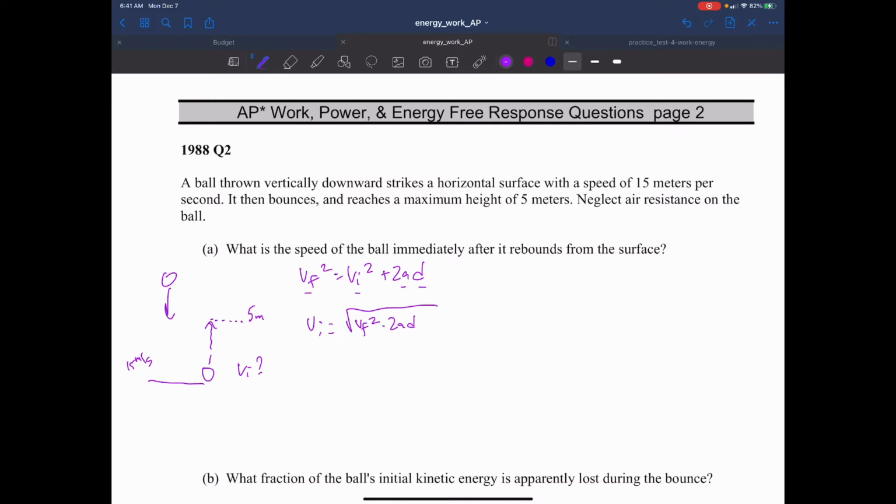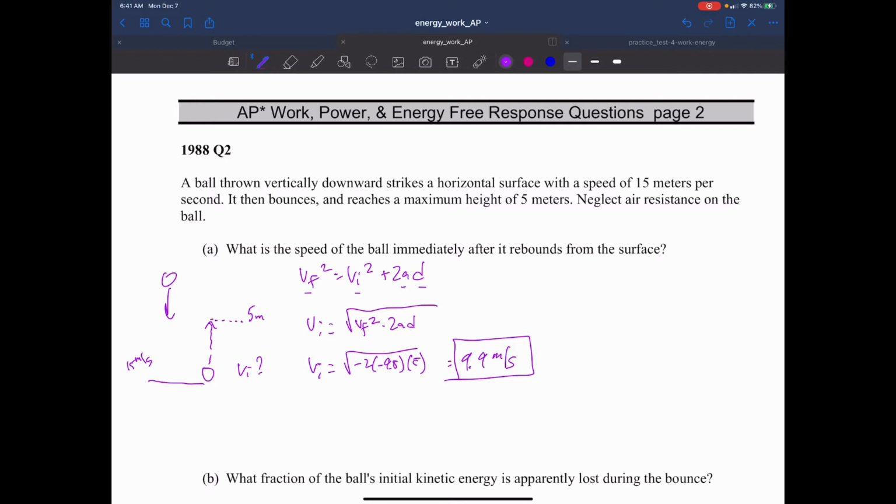Well, the Vf at the very top is 0. So really we're looking at minus 2, and in my reference frame, gravity will be negative, and the height is 5. So grabbing my handy dandy calculator, it's basically 9.8 times 10. I didn't even need a calculator for that. Take the square root of that: 9.9 meters per second. Easy peasy, lemon squeezy.